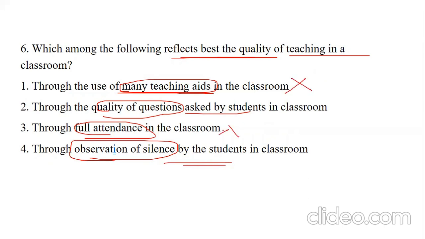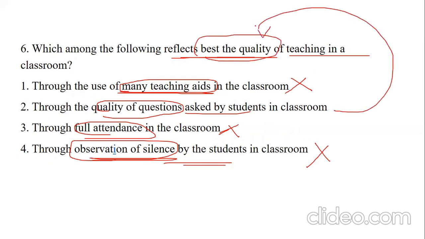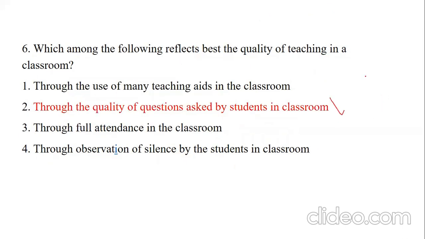Full attendance will make the class notorious. Observation of silence, students will not speak. So if you talk about the best quality, it will come by asking questions in the classroom. So option number 2 is your right answer.